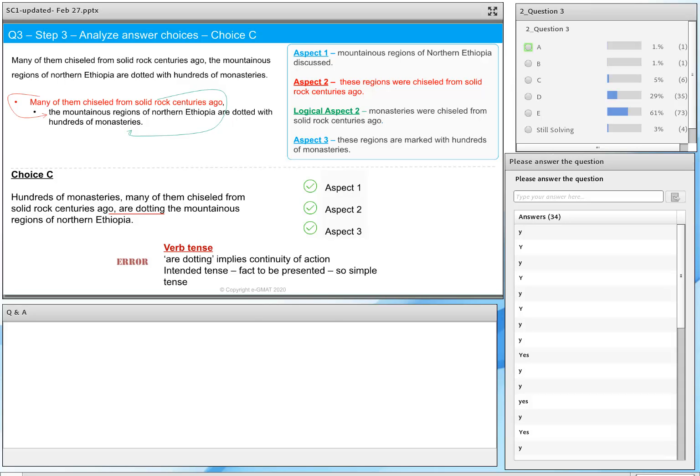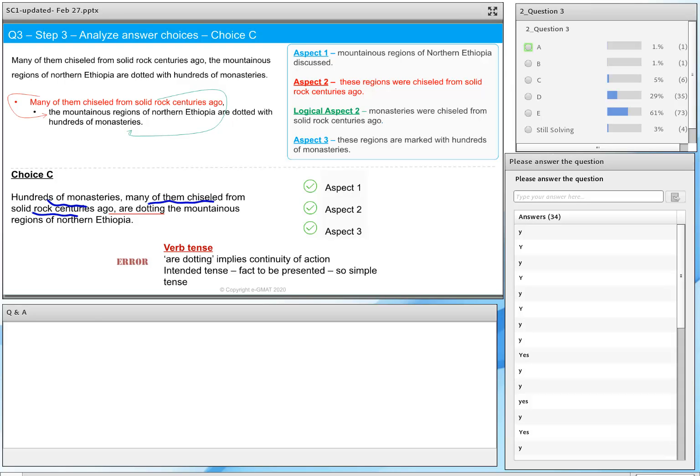Choice C also stands incorrect. Good to see that not many of you chose it. It has a verb tense error. Why? By the way, the modifier error, the description error that we found in choice A, has been taken care of. So now choice C is giving us the meaning. Now we are getting to the meaning, choice after choice. Hundreds of monasteries, many of them chiseled from solid rock centuries. So see, just by placing this modifier next to monasteries, at least the logic of the sentence has been corrected.